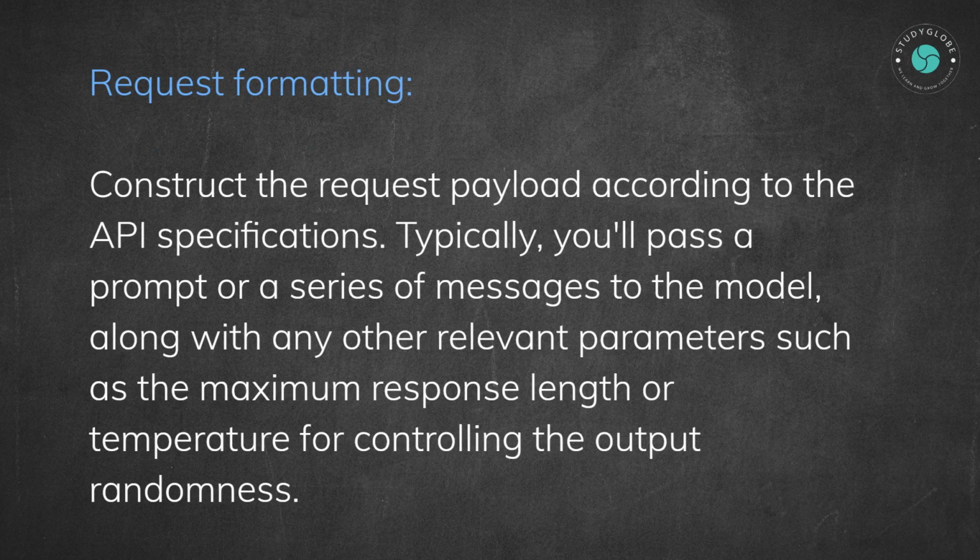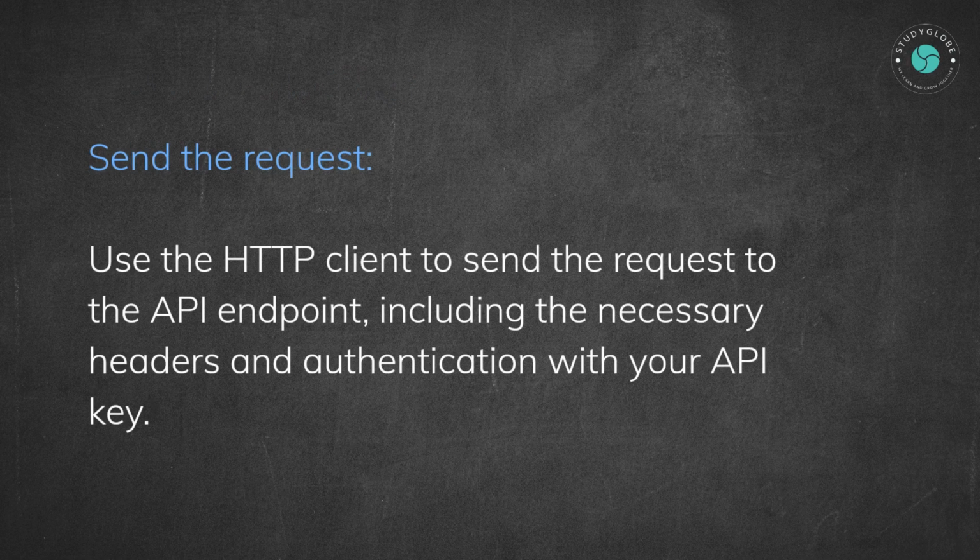Request formatting. Construct the request payload according to the API specifications. Typically, you'll pass a prompt or a series of messages to the model, along with any other relevant parameters such as the maximum response length or temperature for controlling the output randomness. Send the request. Use the HTTP client to send the request to the API endpoint, including the necessary headers and authentication with your API key.